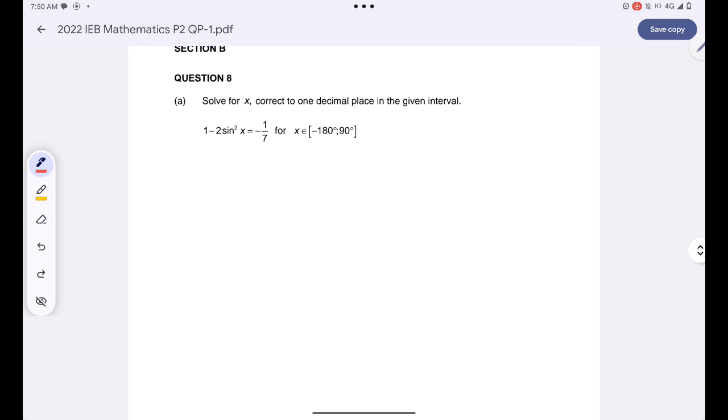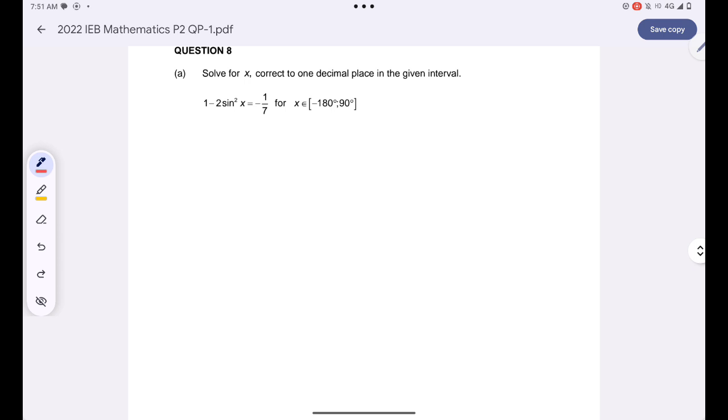Okay, question 8. The first question, I'm supposed to solve for x, correct to one decimal place, in the given interval. Since I'm given an interval, that means I'm supposed to find the actual x values. I must not just leave my answer as a general solution. Okay, let's just do that.